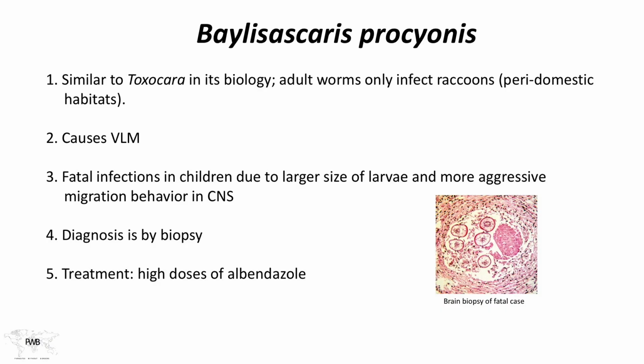Unfortunately for us, there is another example of an ascarid infection. In this case, it's an infection of raccoons. And raccoons are found throughout North America. They're not found in Europe. There is another animal there called a raccoon dog, which may also act as a host for Baylisascaris procyonis. But in North America, certainly the raccoon is the definitive host.